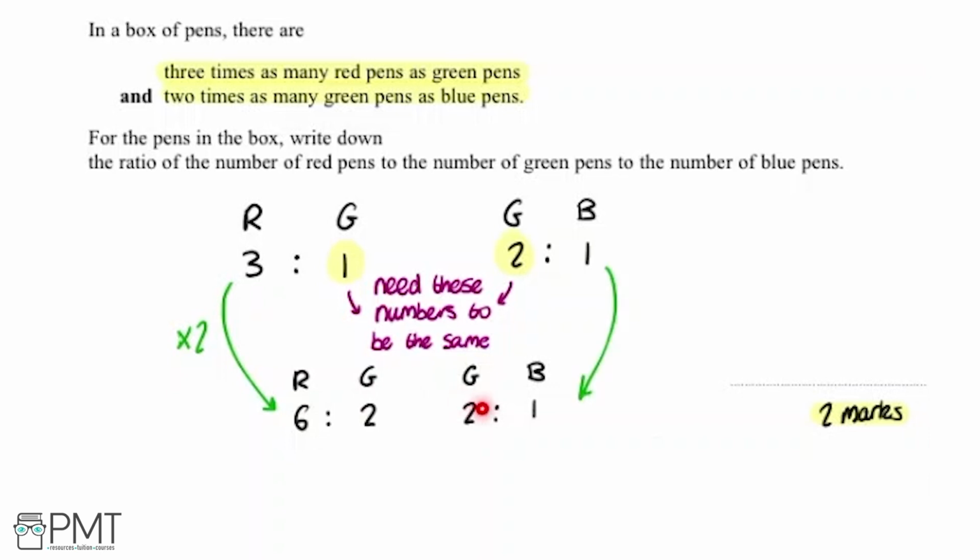And what's great now, because these numbers are the same, we can write this as the ratio of red to green to blue being 6 to 2 to 1. And that right there is the final answer. Okay, so we get the first mark for these statements here, so interpreting the question and making them into these ratios. Then we get the second mark for then combining them together to get the final correct ratio.